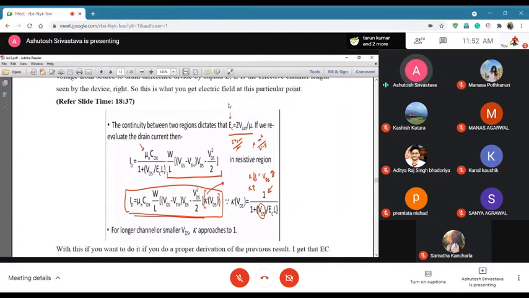So EC, which is your critical electric field, is twice the saturation velocity over the mobility of the semiconductor device. So mu is the mobility of the silicon. That's why we call it Silicon Valley. It all starts from silicon.